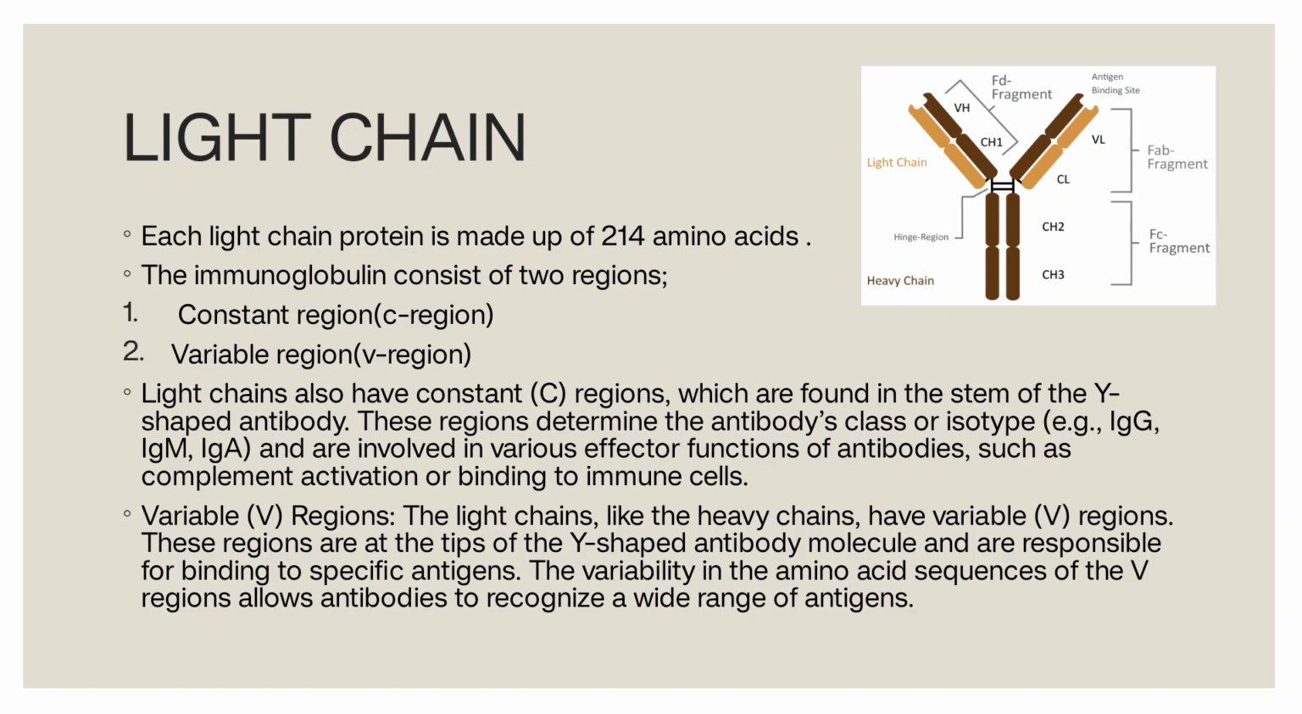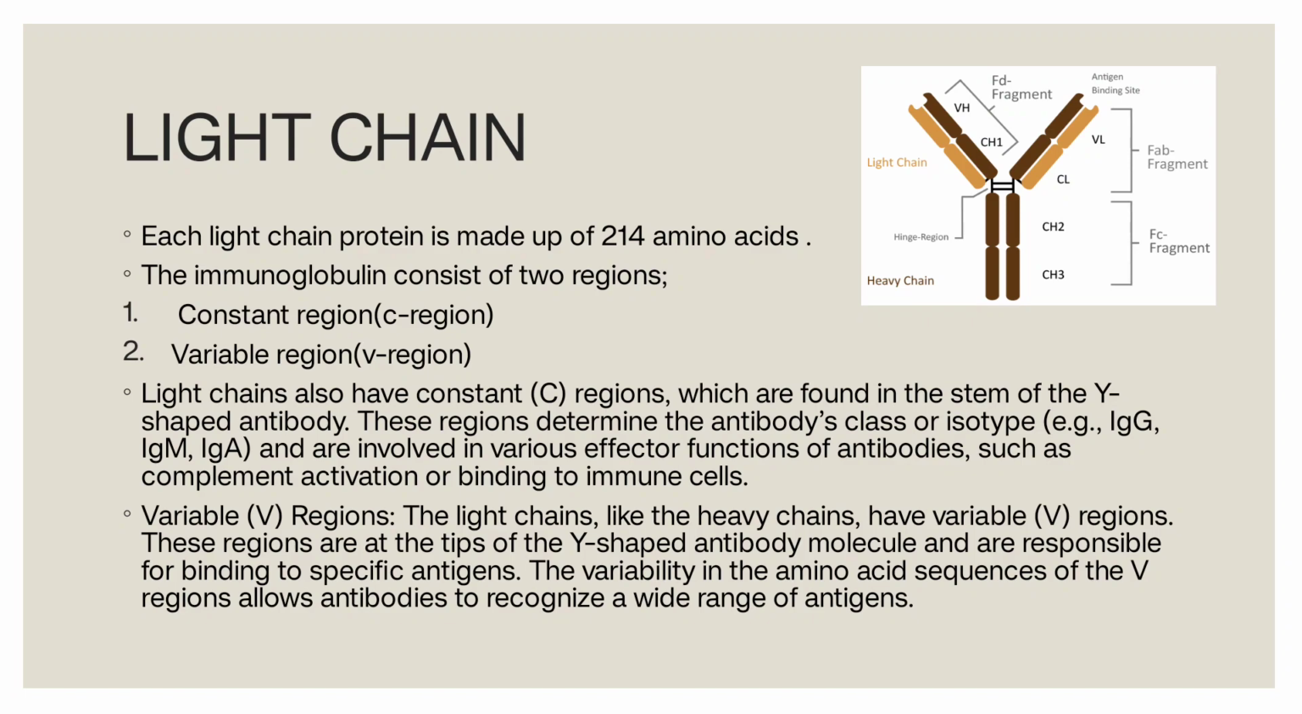At the top we can see the antigen binding site, and here we can see the Fab fragment, and below that is the Fc fragment. Each light chain protein is made up of 214 amino acids. The immunoglobulin consists of two regions, that is constant region and variable region. In this light chain, D region is not present.